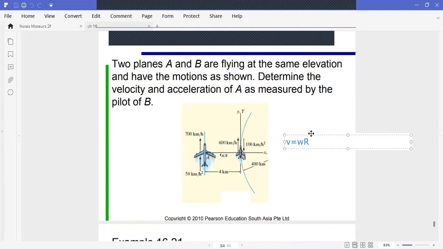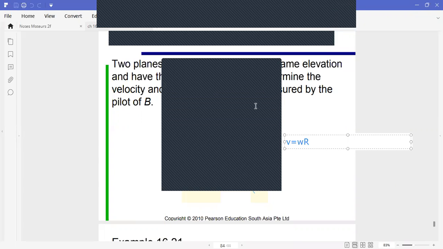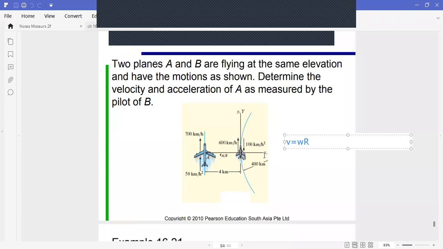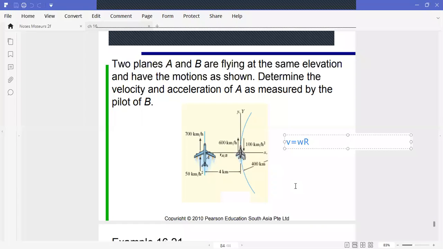Okay. Now how to find alpha? How to find alpha of rotation? Who can tell me? What is the angular acceleration of rotation?